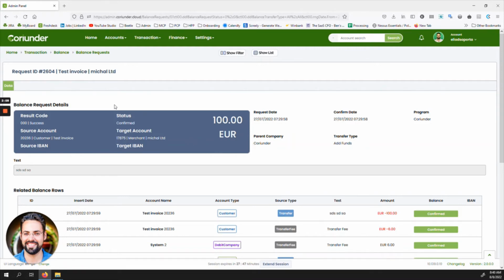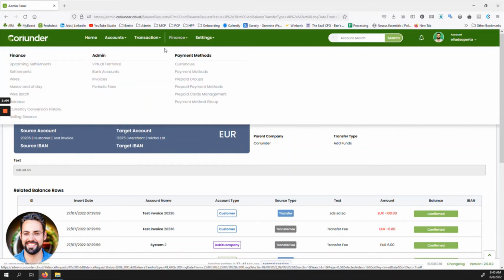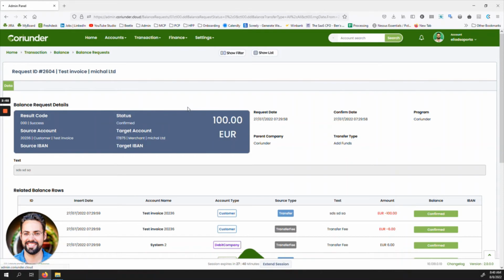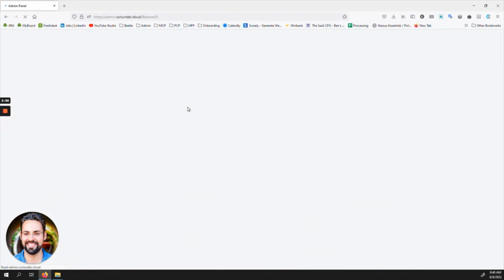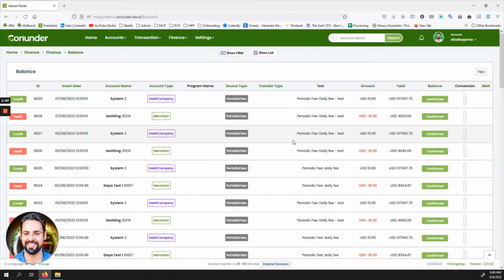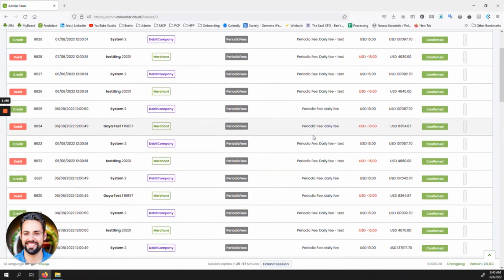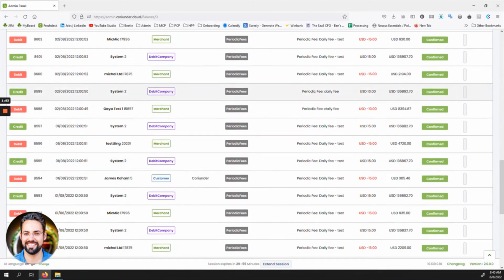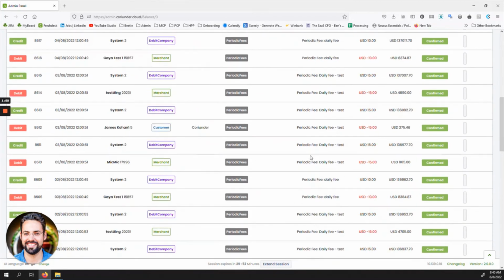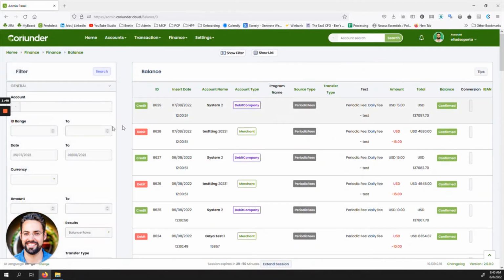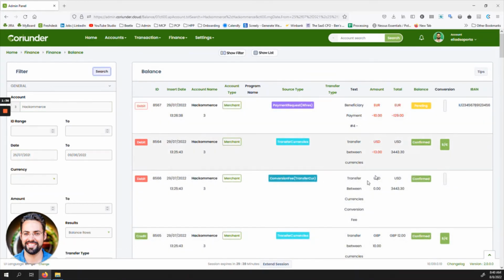So in order to see the full balance management under your account, we'll go to Finance, Balance. This will show you the waterfall transitioning of balances between all types of accounts throughout the entire system, including periodic fees running on merchants, the balance requests we've seen, and so on. You can, of course, go to the filter, either by a specific account. So let's, for example, go to one of our merchants and filter a bit backwards in time. This will show us all the balance interaction between the accounts.